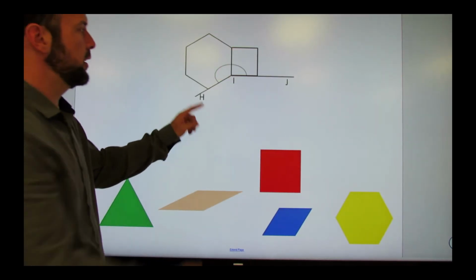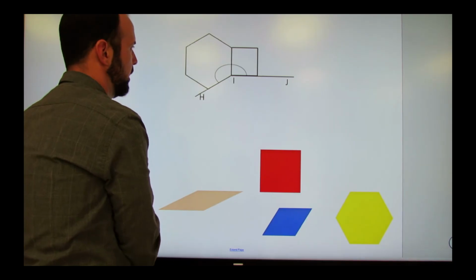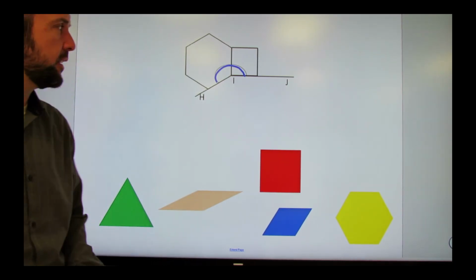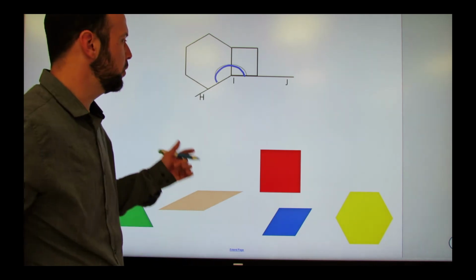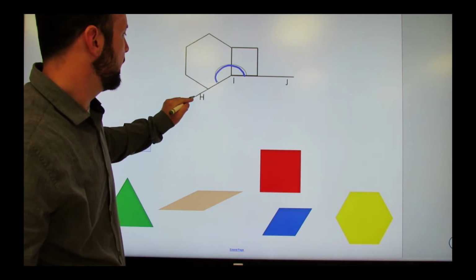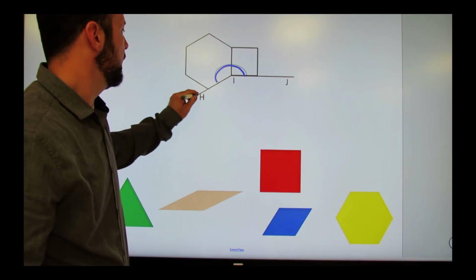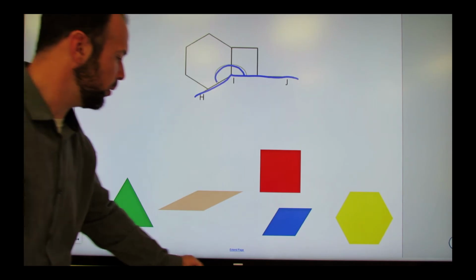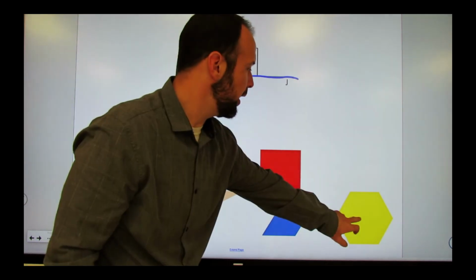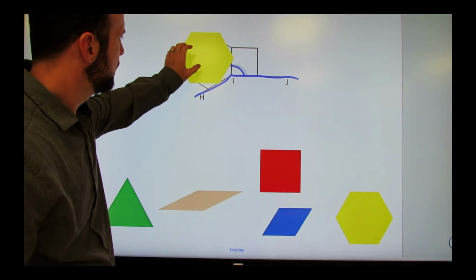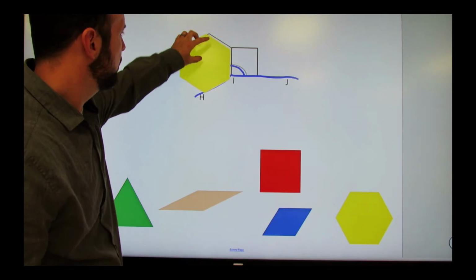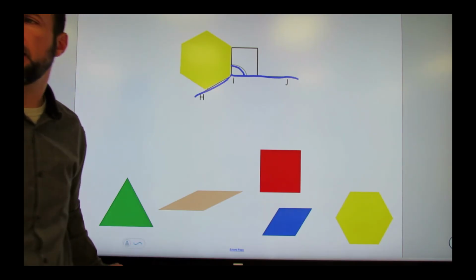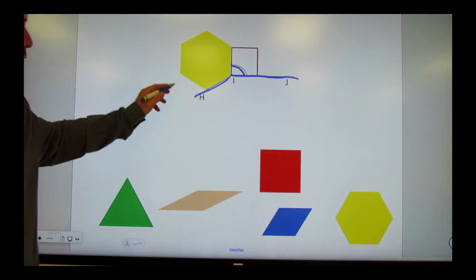Okay, so for this one, you can see we have an obtuse angle here, and they want us to determine what the distance is there. And if I didn't have a protractor, a circular protractor, or anything like that, and I still wanted to determine what the measurement of angle HIJ is, I could use our shapes to help us. So I could take my hexagon here, put it in here like this, and I know that each one of these angles is 120 degrees.